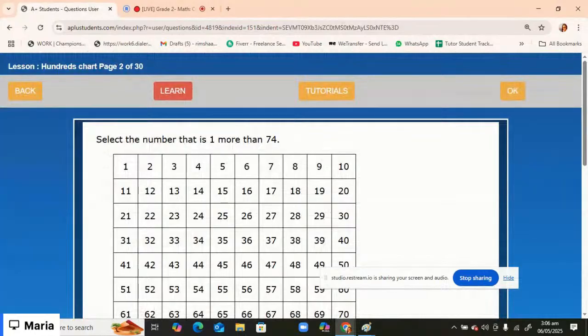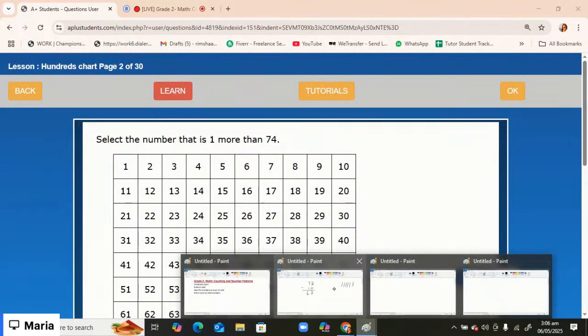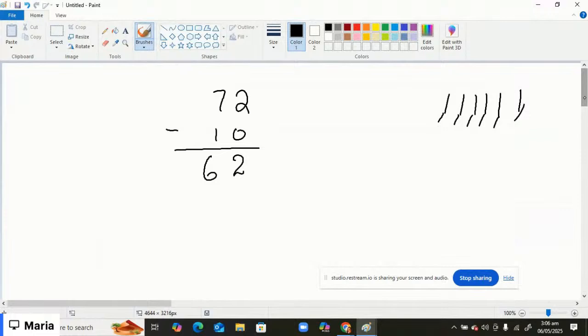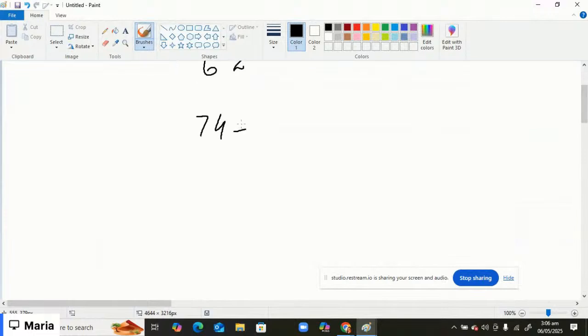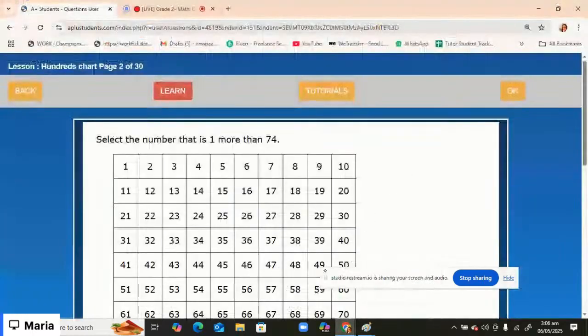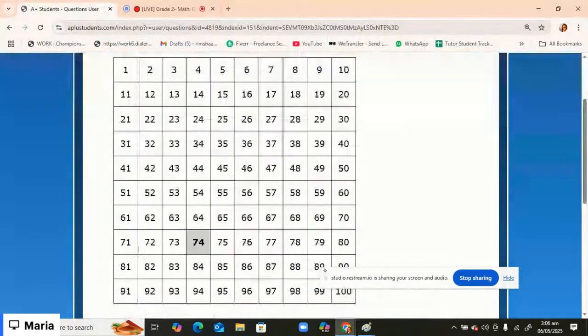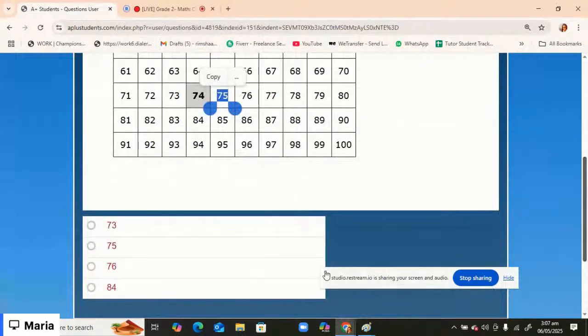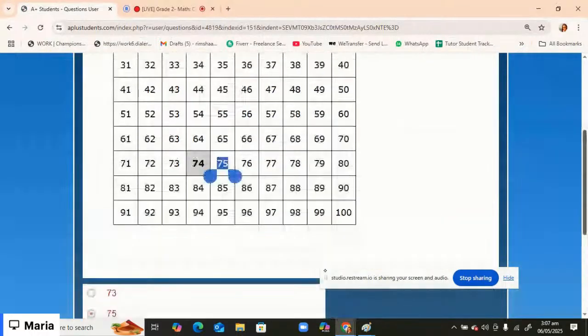Select the number that is 1 more than 74. So what is the meaning of more than? It means 74 plus 1. So what is the answer of 74 plus 1? That is 75. So it's on here, that is 75. Okay, so let's go with the option 75.